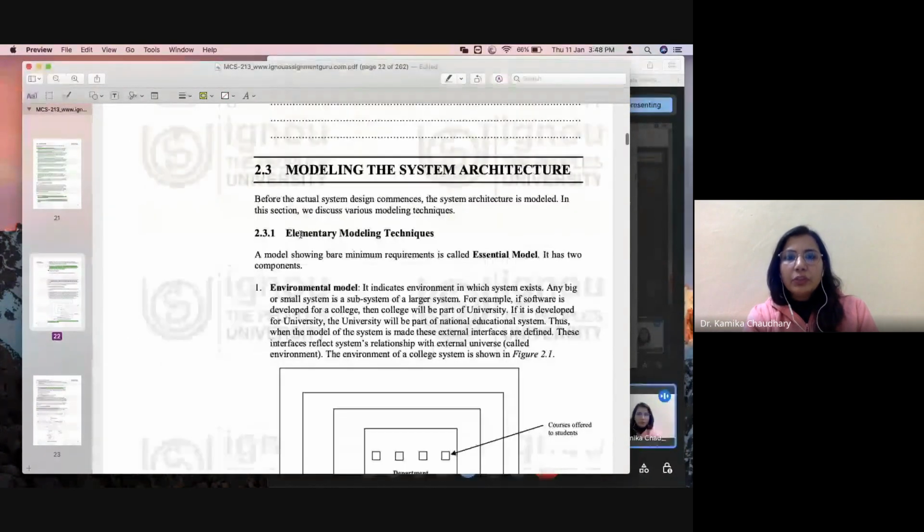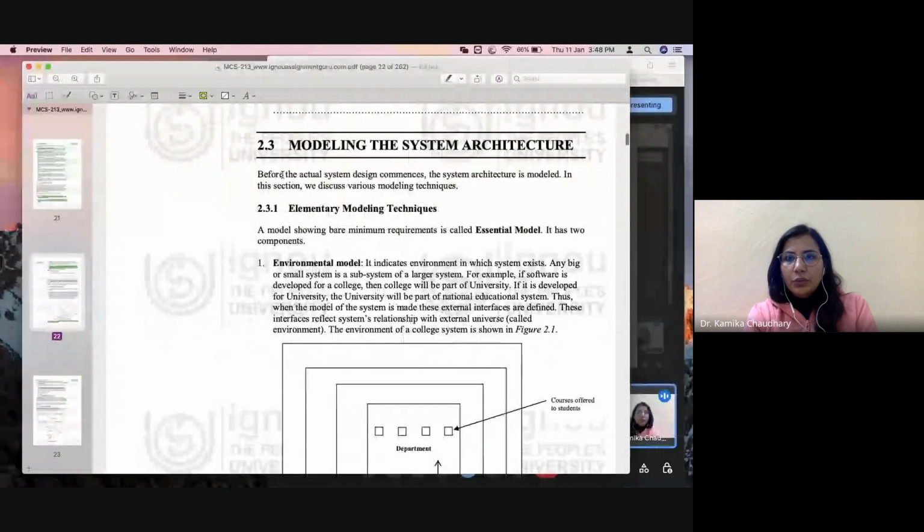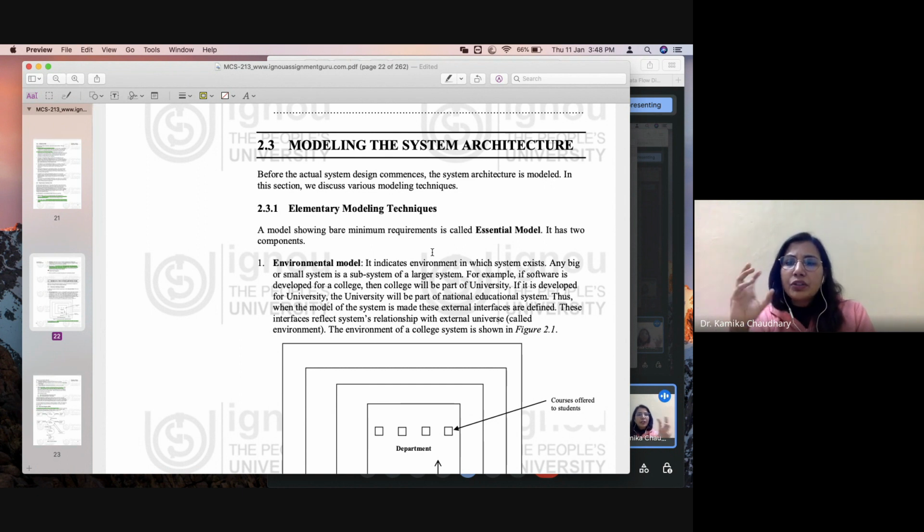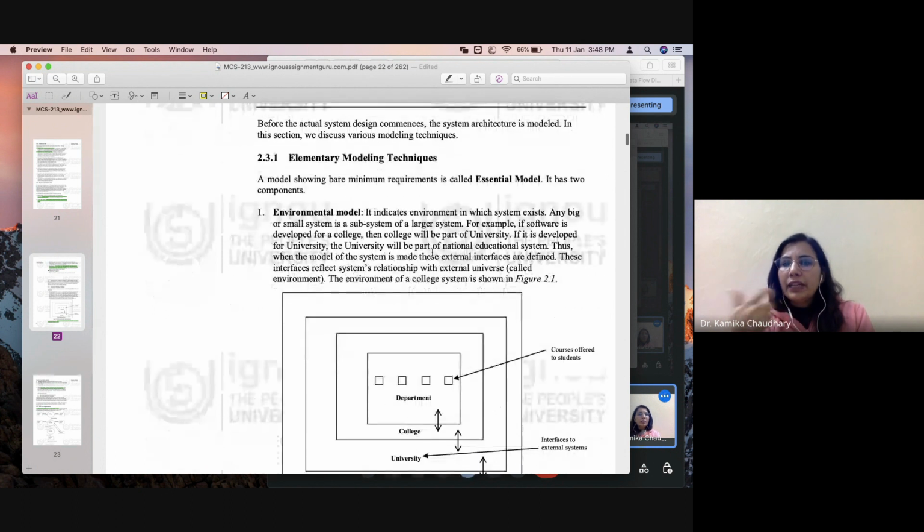Before going on to that, we are going to understand this line. What it says: before the actual system design commences, the system architecture is modeled. I have told you, we create a map before actually building our house. Similarly, we create a model before actually developing the software. So there are two types of model. One is your environmental model. Second is your behavioral model.